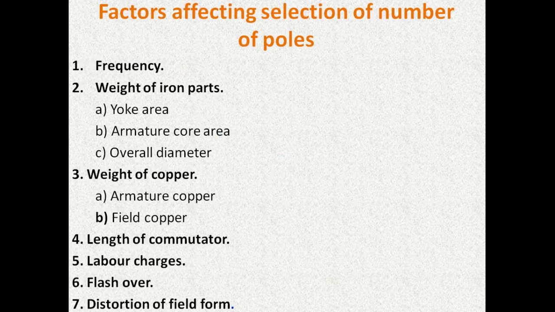Next, we are going to see the various factors which are affecting the selection of number of poles. Mainly, there are 7 factors which are affecting the choice of number of poles. We will see each one of them in detail.